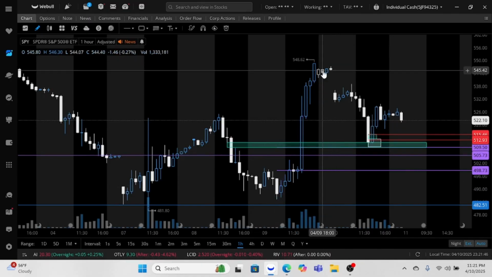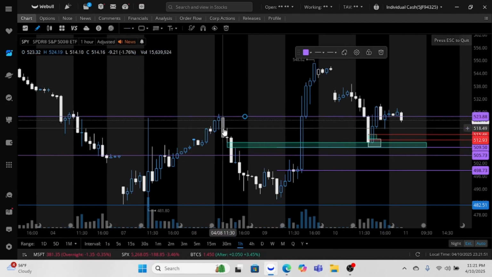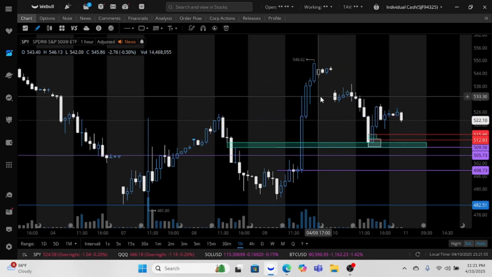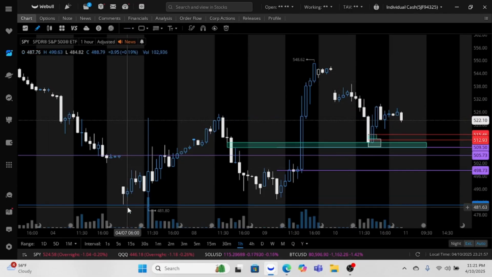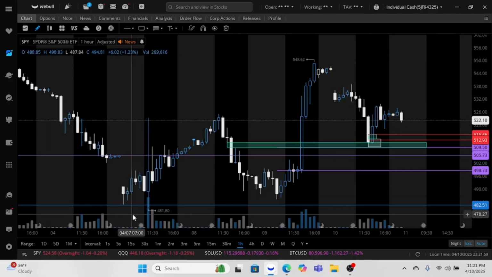Wait for a market structure shift. The market has shifted. Above this high, the market structure has shifted. The light bulb should go off. Okay, we've reached an objective of liquidity, of an order block, of a fair value gap, of a fib level, something of that nature.